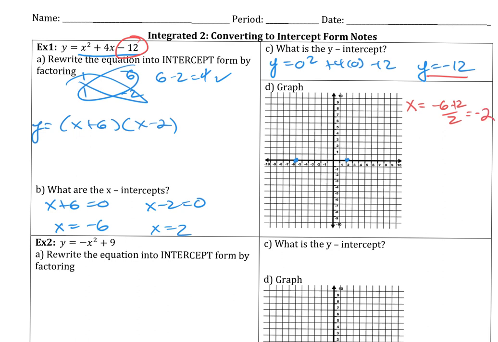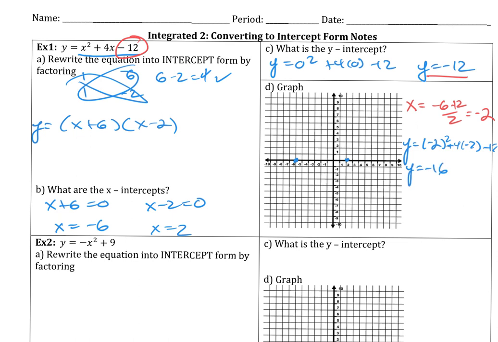To find the y portion, I'm going to take that negative 2, and I can plug it into either the factored form or the original equation. I always prefer the original equation because we could have made a mistake when we're factoring. So we're going to plug it into that original equation, and we're going to get y is equal to negative 2 squared plus 4 times negative 2 minus 12, which is equal to a negative 16.